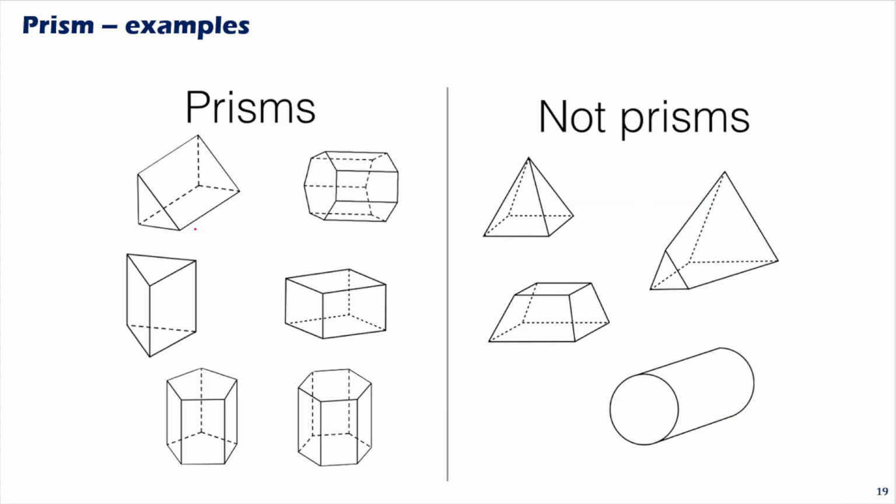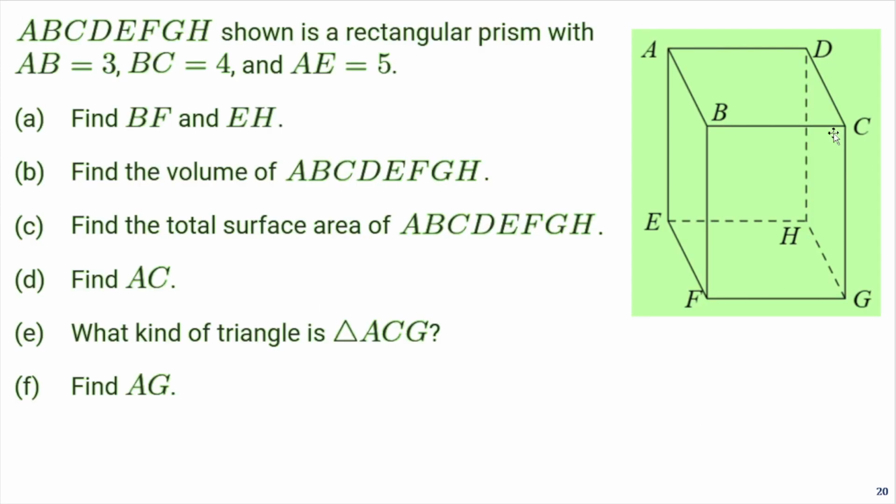Okay, also note that the figures on the left are typical examples of prisms, and the figures on the right are not prisms according to the definition. If you don't have any questions, let's have a look at a quick quiz here.